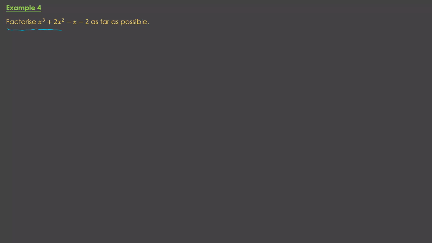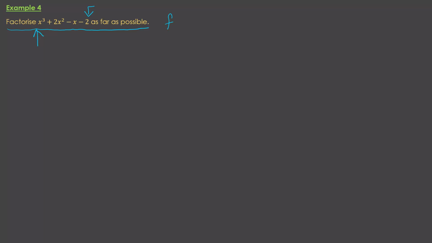Factorise x cubed plus 2x squared minus x minus 2 as far as possible. So the first thing we want to do is find a linear factor, and we're going to use the factor theorem to do that. When we have a situation like this, where the coefficient of the highest powered term is 1, we only need to consider factors of the constant term.